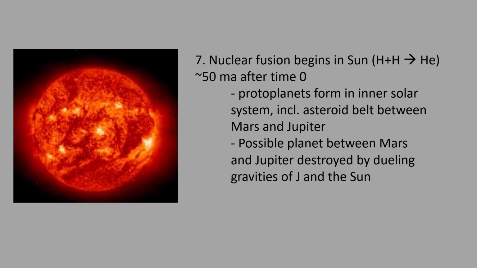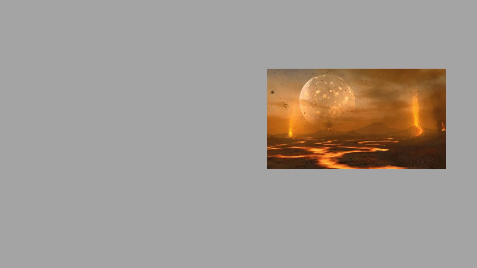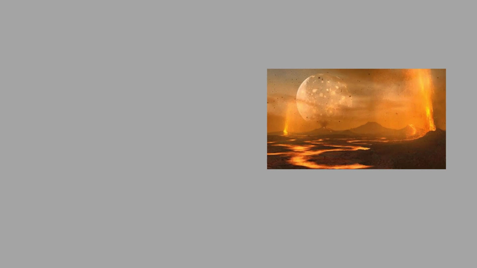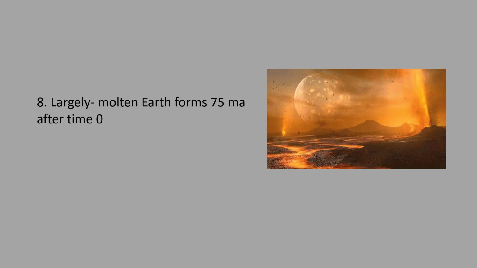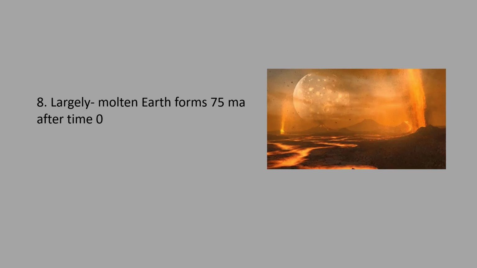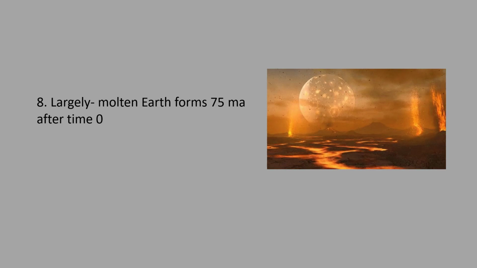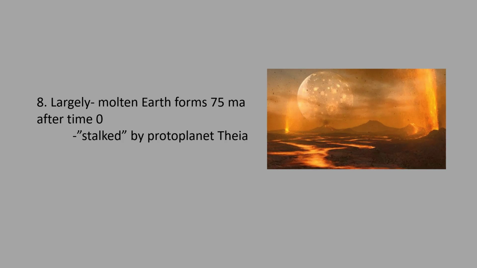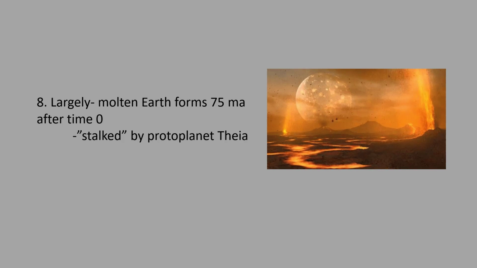So we start to have the growth of planets in the inner solar system, including Earth. And Earth was not a great place when it first formed, which we'll talk about in subsequent chapters. But about 75 million years after time 0, Earth formed. At the time, there was another protoplanet that was very close to Earth called Theia. Well, astronomers have called it Theia.